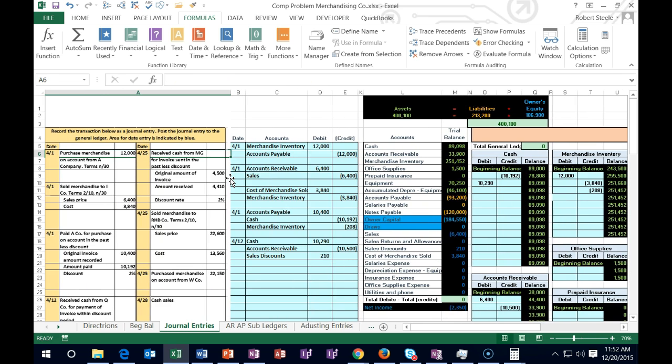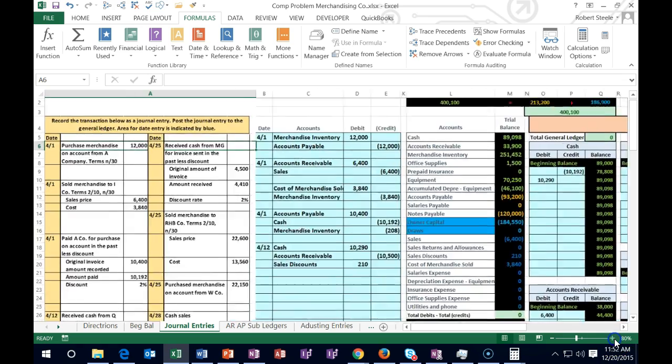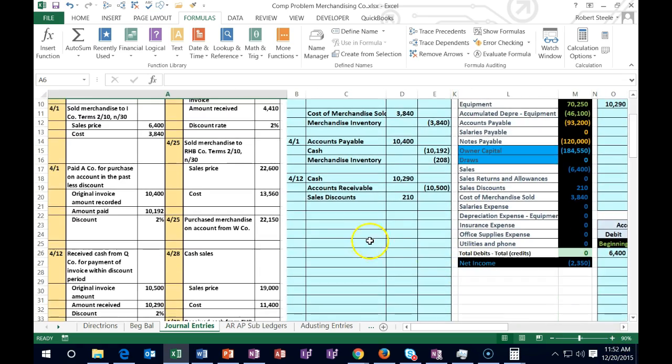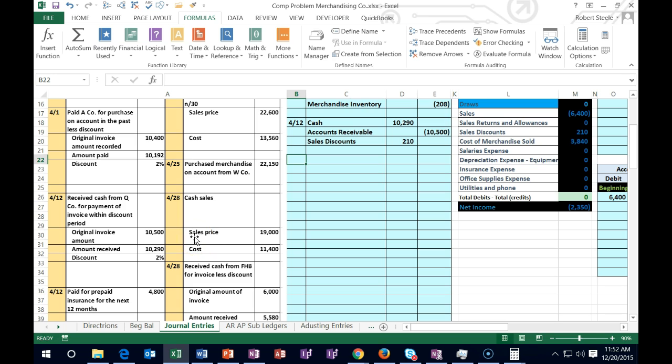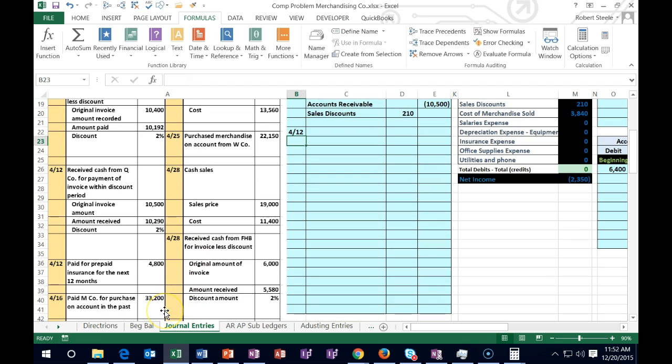All right, next transaction, going to scroll back over here. We're going to go to the taskbar, bring us back up to 90 on the taskbar so we can see it a little bit better. And we are now on 412 again. Good. All right. So now we paid for prepaid insurance for the next 12 months.